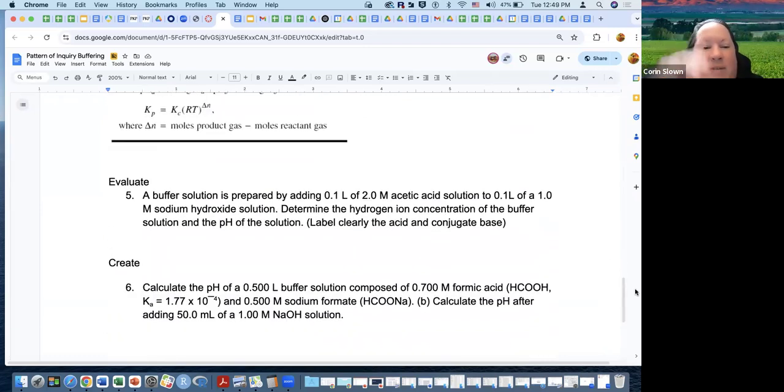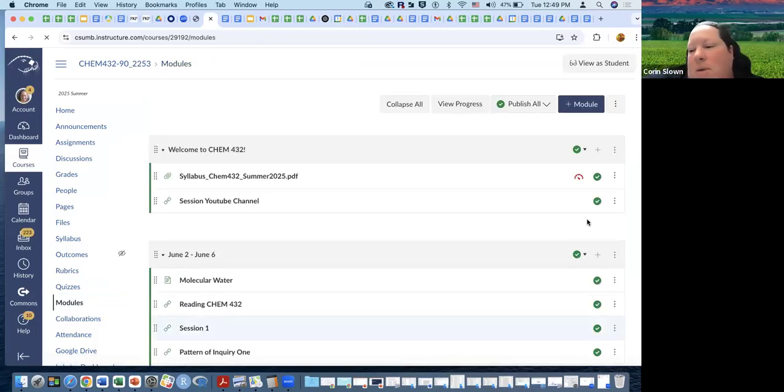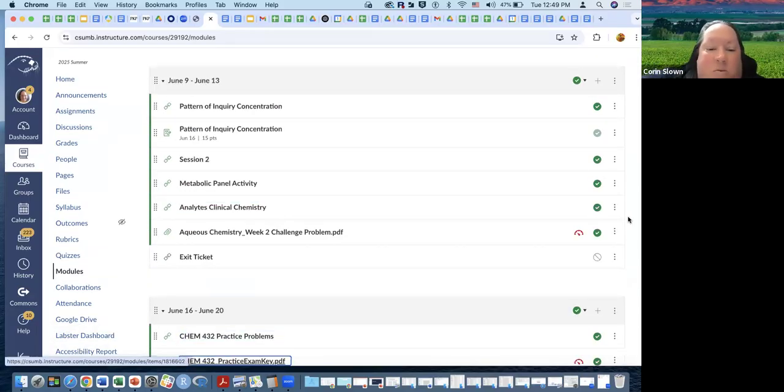And then for the evaluate, you're going to look at preparing a buffer solution. And that's for acetic acid. And then for the create, you're going to calculate the pH for what happens after you add a base, in this case, sodium hydroxide. So each of these is going to ask you to take information that we learned from last week and what we're learning this week in order to make sense of these problems. It's super exciting because I feel like you're going to see examples in molecular biology of these types of buffer calculations. If you work in a lab, it's very common as well.